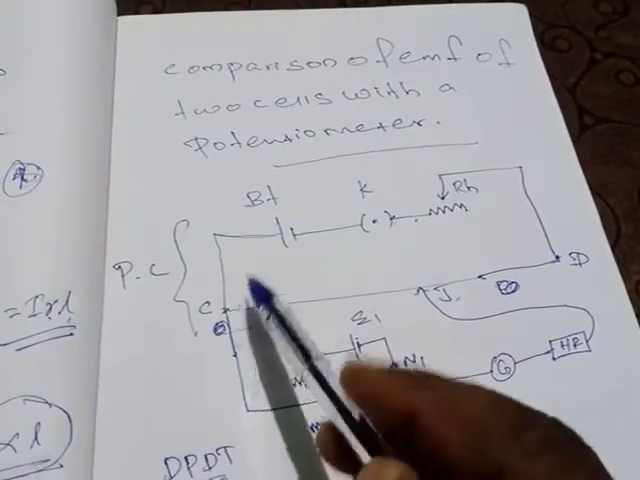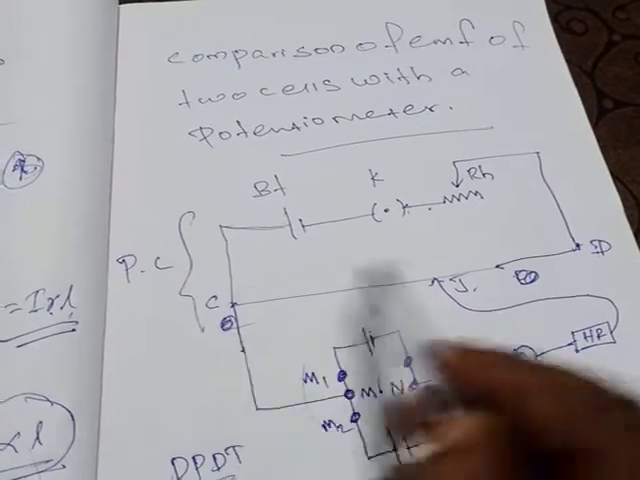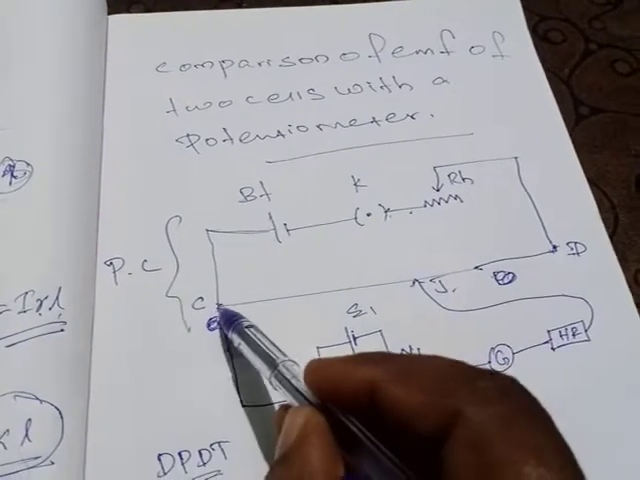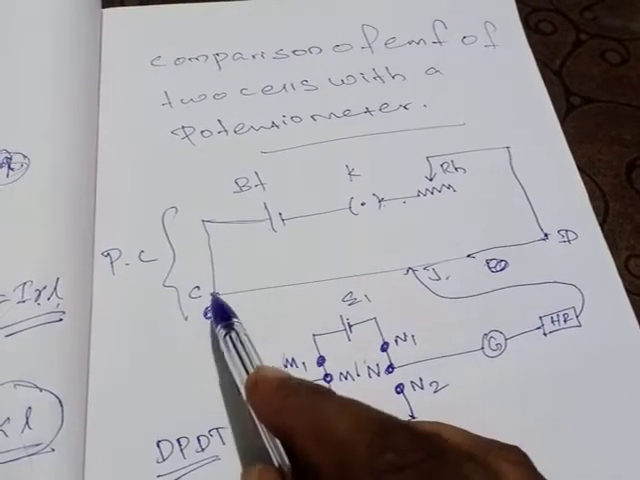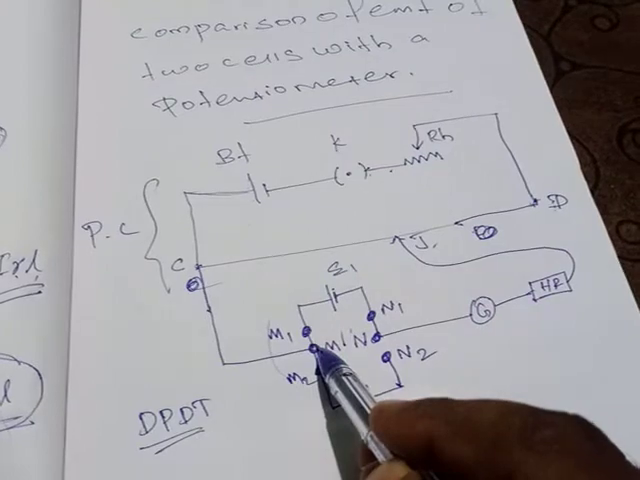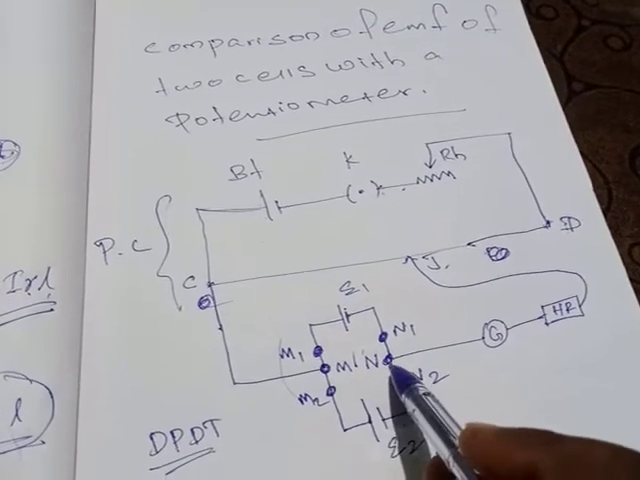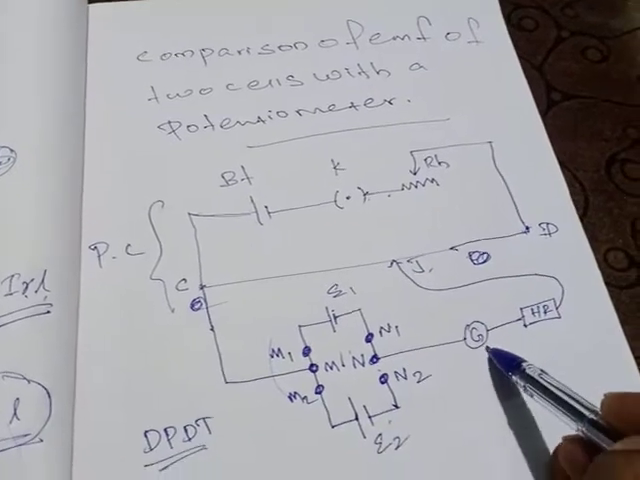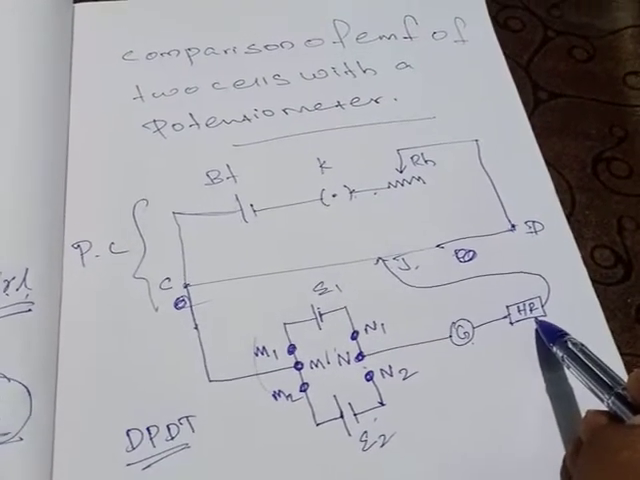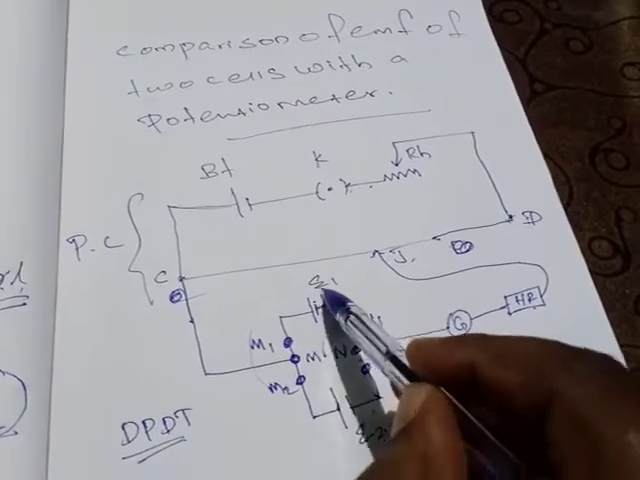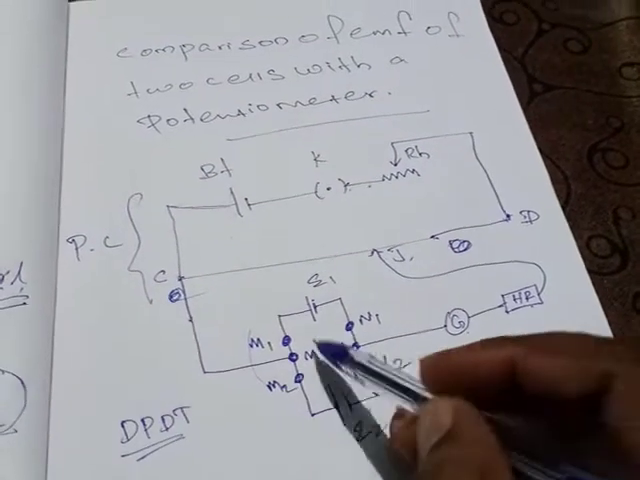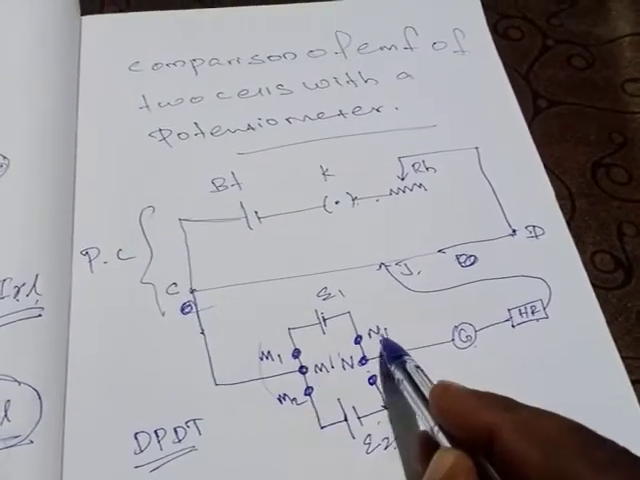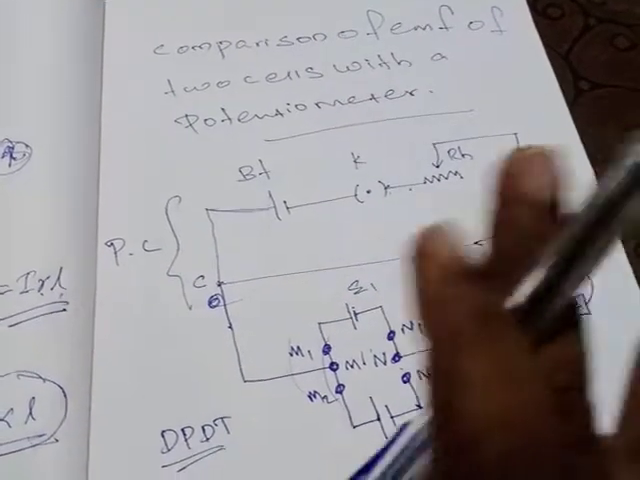So this is how the circuit is. First, see what things are connected in the primary circuit. A potentiometer wire CD, a battery and a key are connected to form the primary circuit, and from the point C a DPDT switch is connected. From the point C it is connected with the terminal M, and terminal LN of this DPDT switch is connected with a jockey through a galvanometer and a high resistance box HR. Now you see two cells with EMF 1 and EMF 2, connected to M1, N1 and M2, N2. This is how it is constructed.